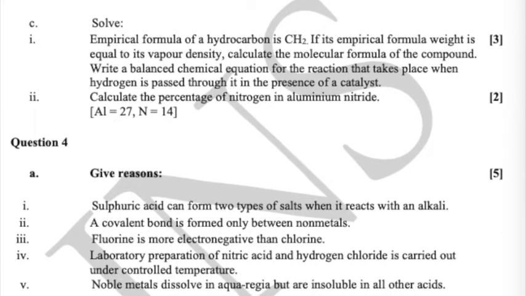Calculate the percentage of nitrogen in aluminium nitride. Isn't it 34.14? Yeah, 34.14%. 34.15%. I got 34.15, rounded off from 3 decimals. Yeah, but it's still okay, right?